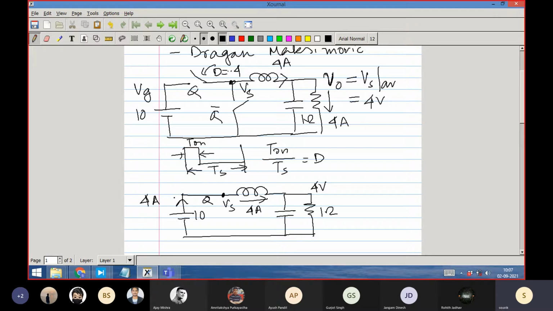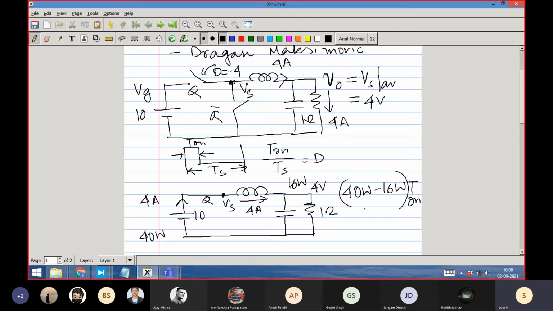So if this is 4 ampere, how much is the power given by the supply system at that time? You can see that it is giving a power of 40 watt. Whereas the load is demanding a power of 4 ampere times 4 volt, so 16 watt. So the remaining power, 40 watt minus 16 watt, is getting stored. I should say energy is getting stored during the time T1.